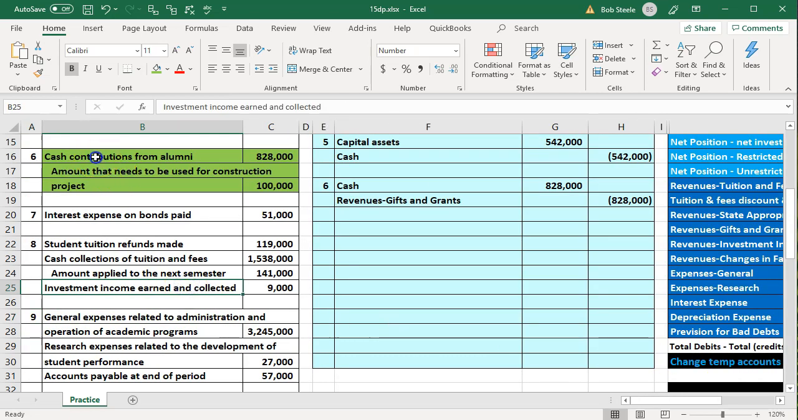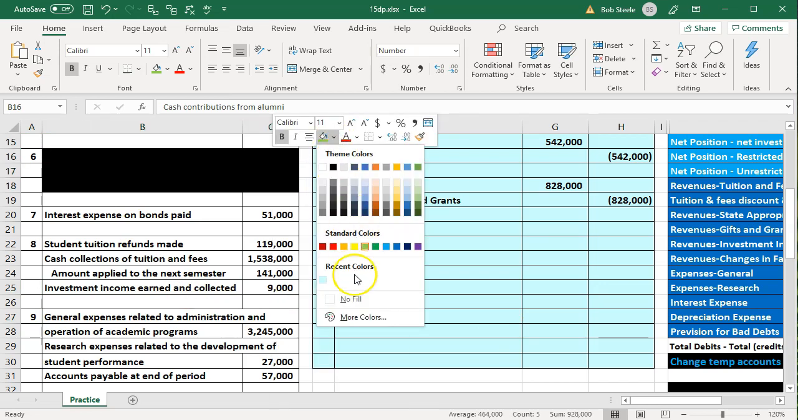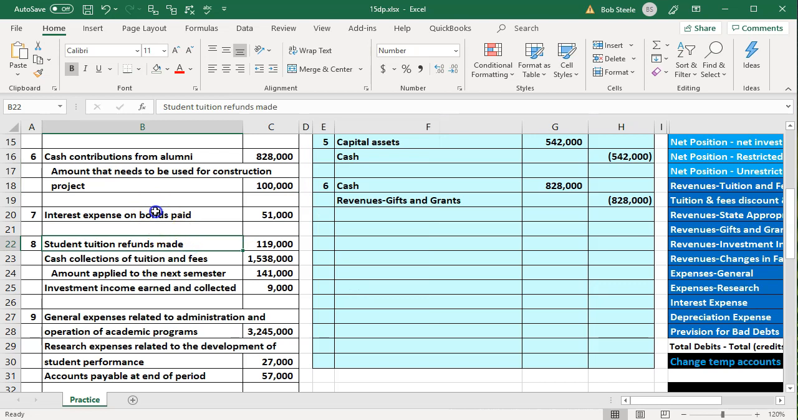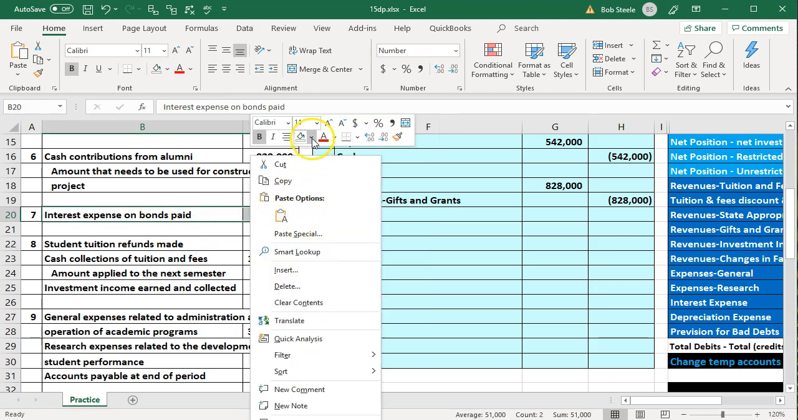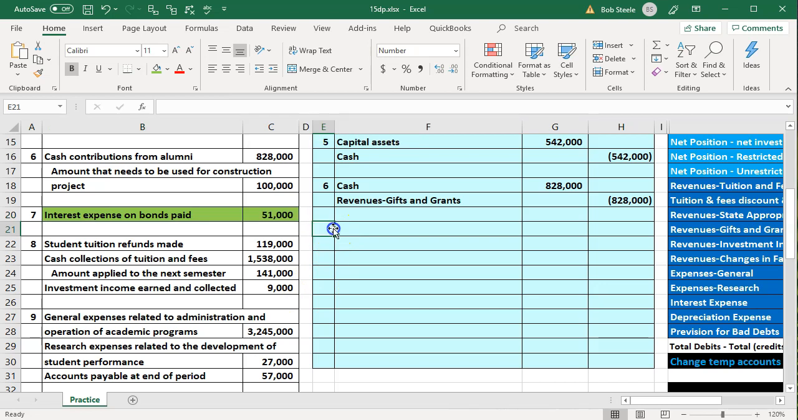We're going to say number 6 has been done, and therefore we will ungreen number 6. And then we're on number 7, so we will green up number 7. And it says that we have interest expense on bonds paid. Interest expense on bonds paid, so we're going to be paying the interest. And that's going to mean that cash is going to be going down. So let's go ahead and do that first. Cash is on the bottom.